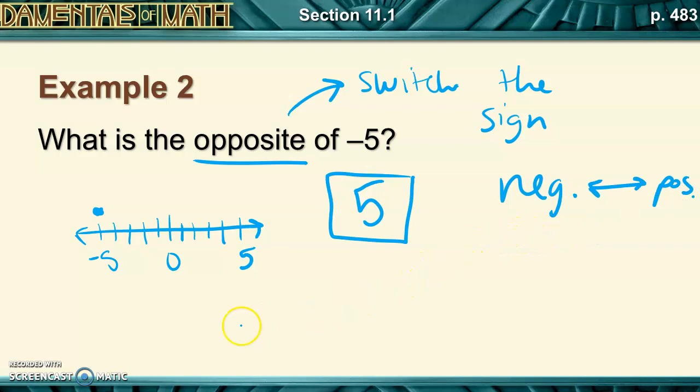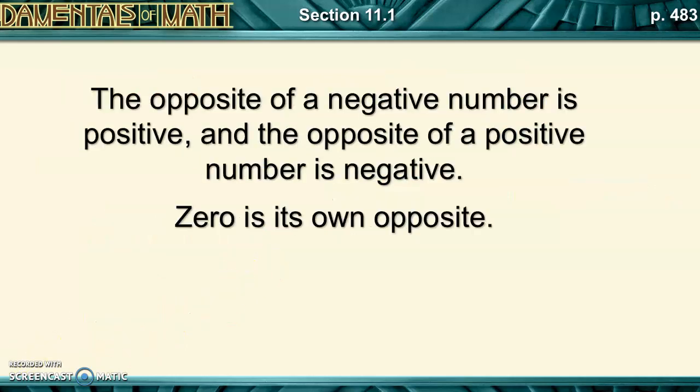All right. So another example, like if I ask you what is the opposite of, let's say 12, well, the opposite of 12 is negative 12. And what is the opposite of negative 12? Well, it's just positive 12. They go back and forth, and these are considered to be opposites. Not too bad, right? The opposite of a negative number is positive, and the opposite of a positive number is negative.